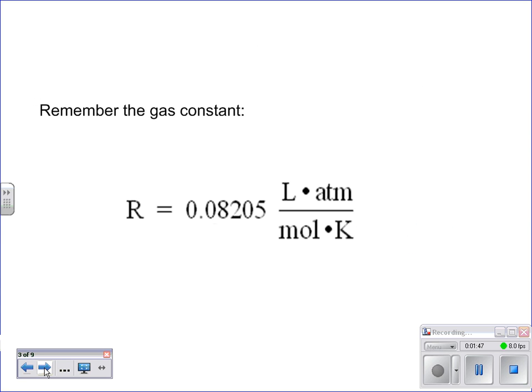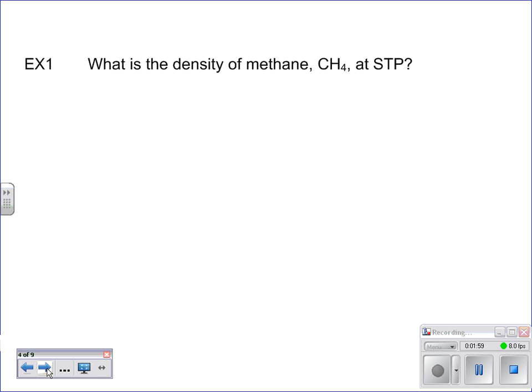Okay, so gas constant, we've also got this memorized probably. It'll be given to you on your quiz, but you probably have it memorized. You should at least be able to use these units. Here's the formula. Okay, so our first example, pretty simple.